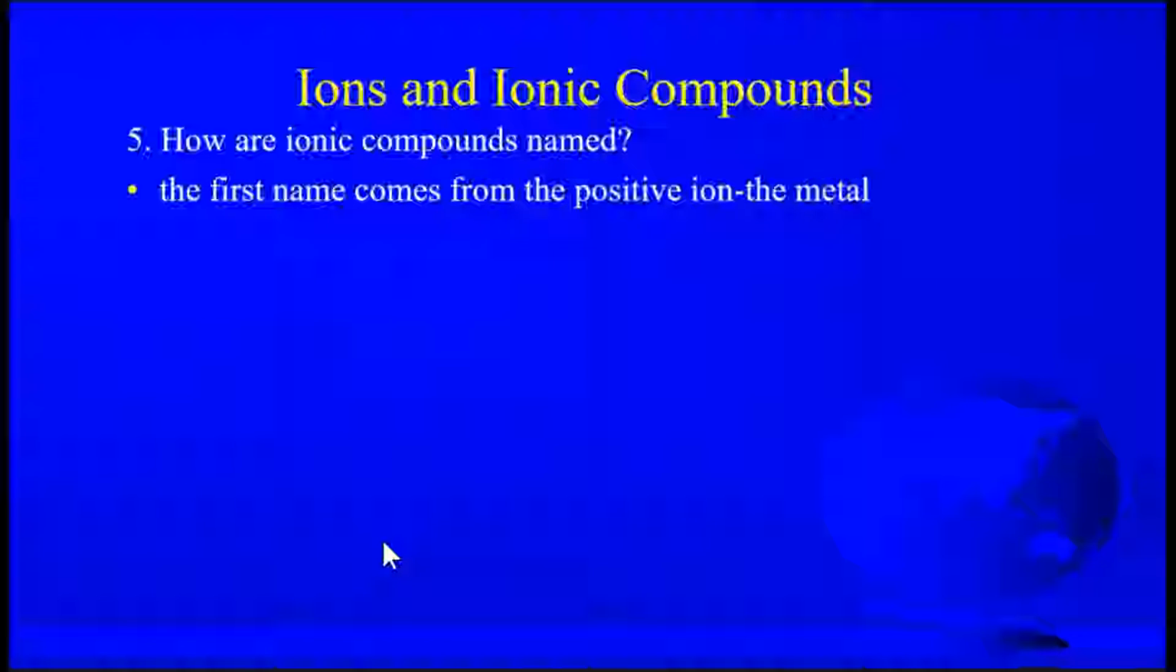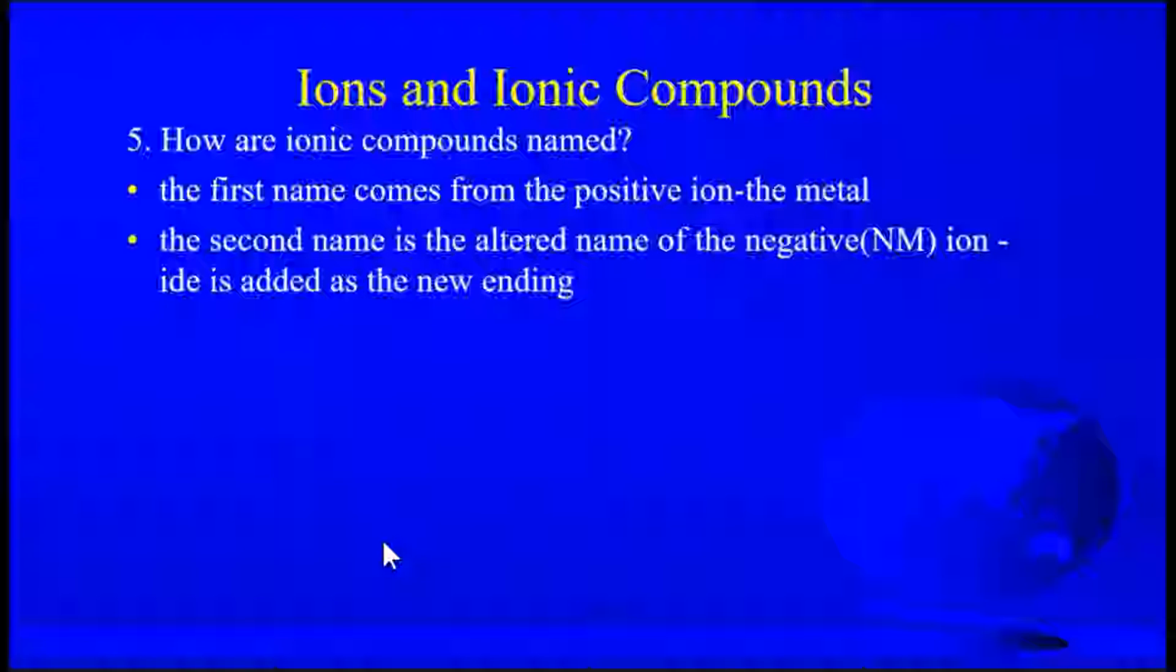Okay, so how do we name ionic compounds? The positive ion, the metal, just name it. First name comes from the metal. The second name comes from the non-metal with an IDE ending. You have to change the name to IDE.